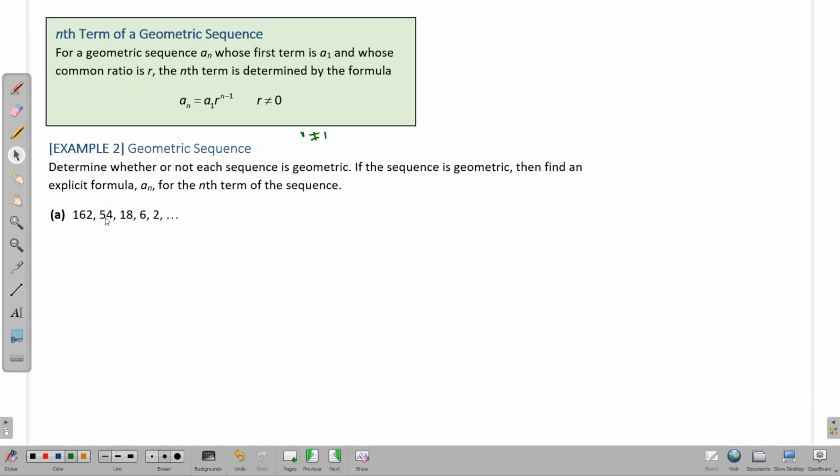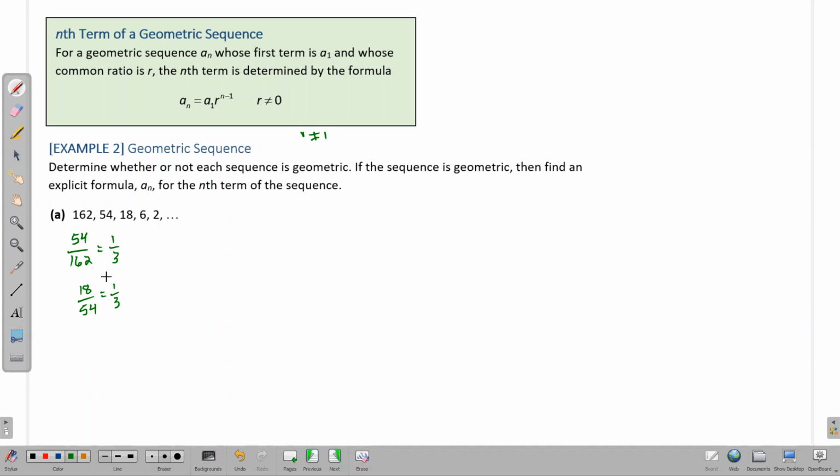You always want to go from, the confusing thing is people will sometimes divide backwards. You need to start with the second and then divide by the first. So it would be 54 divided by 162. If you want, you can just get the decimal or reduce the fraction, but this reduces down to 1/3. Then you need to check the next one. So it'd be 18 over 54. Right, we're always taking the next term divided by its previous term. That one also reduces to 1/3 as well.